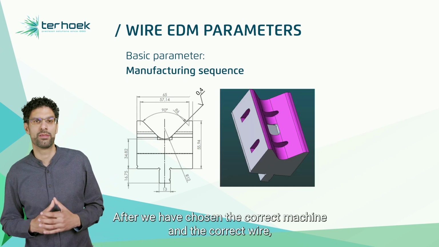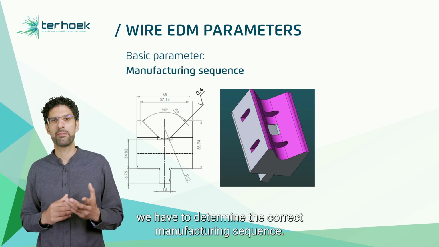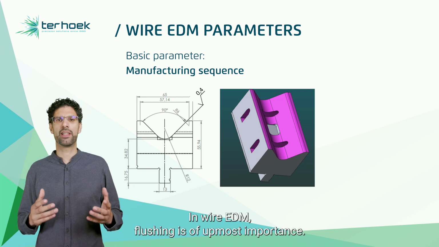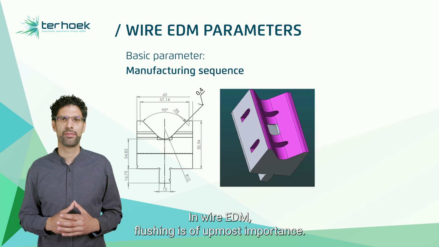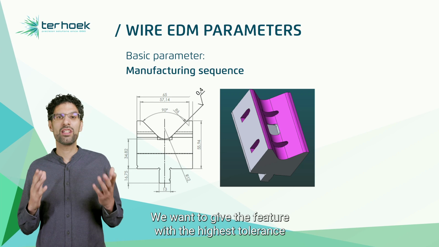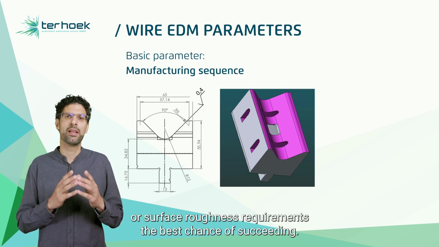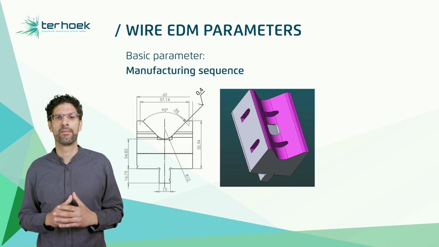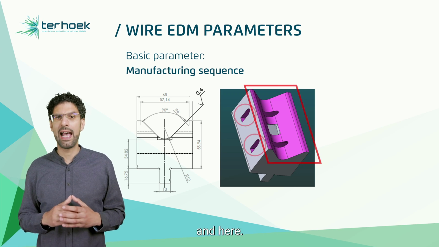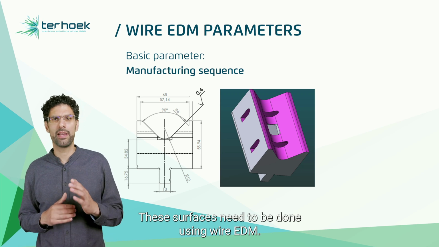After we have chosen the correct machine and the correct wire, we have to determine the correct manufacturing sequence. In wire EDM, flushing is of utmost importance. So we need to have the flushing as good as possible. We want to give the feature with the highest tolerance or surface roughness requirements the best chance of succeeding. In the image, you see pink surfaces here and here. These surfaces need to be done using wire EDM.